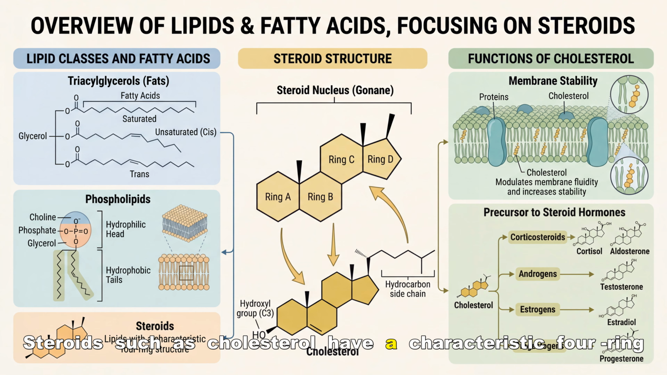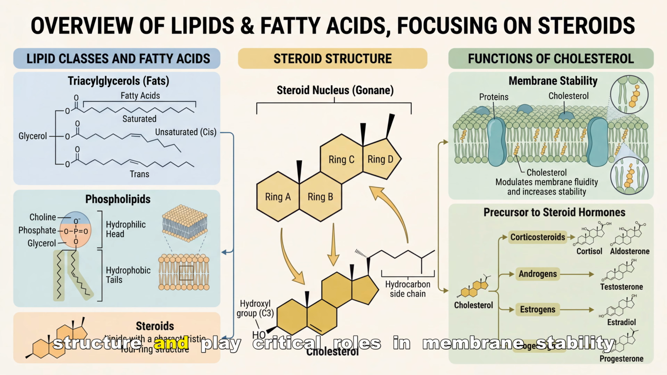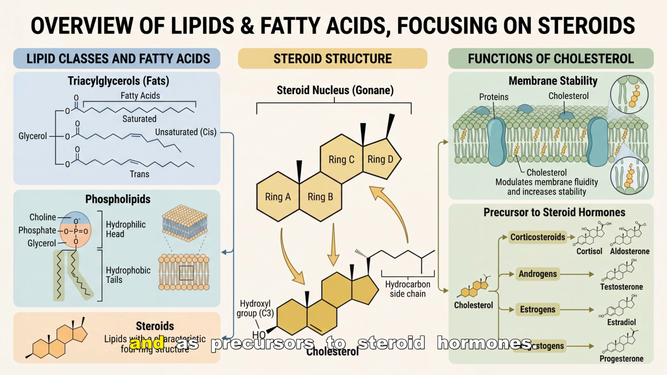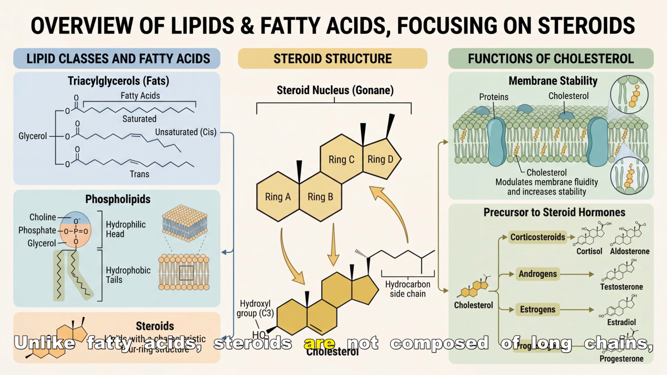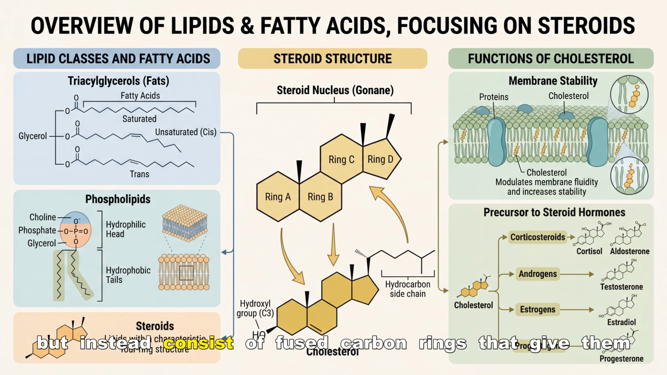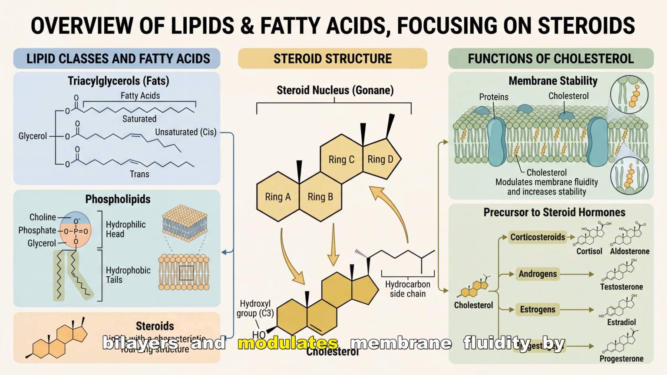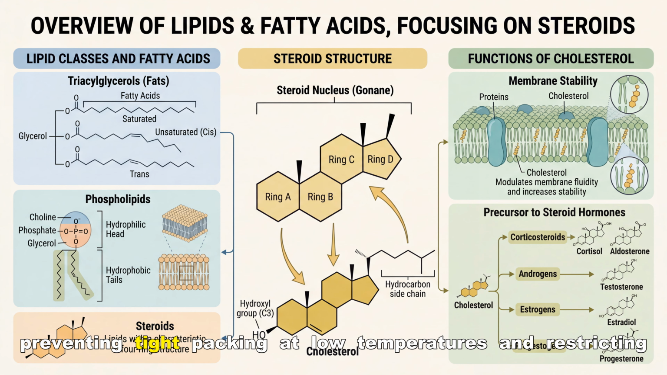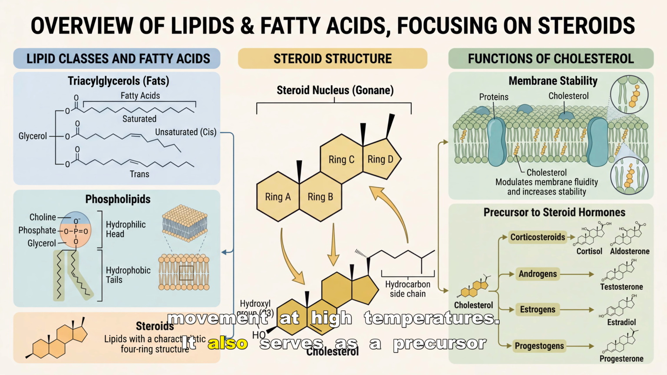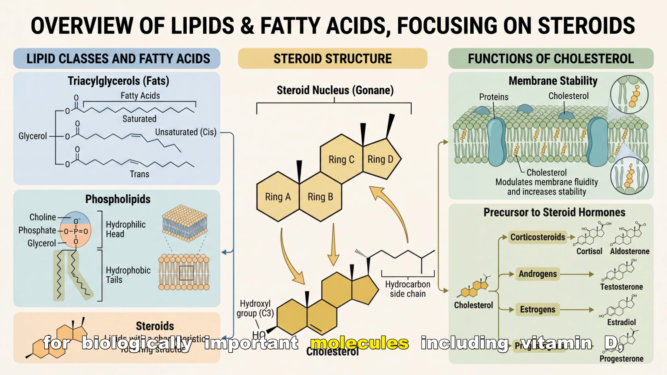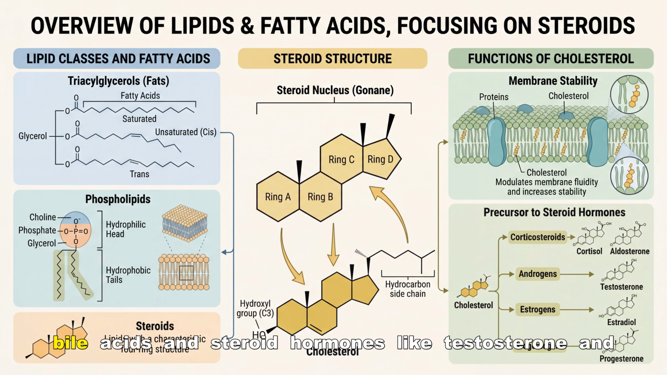Steroids such as cholesterol have a characteristic four-ring structure and play critical roles in membrane stability and as precursors to steroid hormones. Unlike fatty acids, steroids are not composed of long chains, but instead consist of fused carbon rings that give them a rigid structure. Cholesterol is embedded within phospholipid bilayers and modulates membrane fluidity by preventing tight packing at low temperatures and restricting movement at high temperatures. It also serves as a precursor for biologically important molecules, including vitamin D, bile acids, and steroid hormones like testosterone and estrogen.